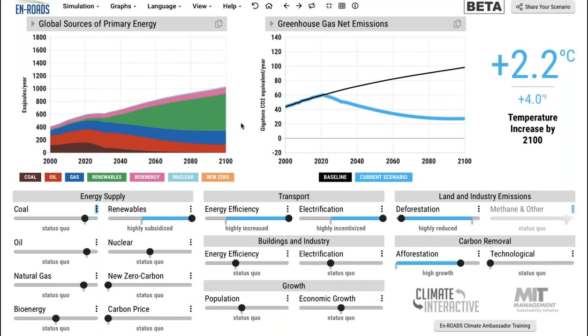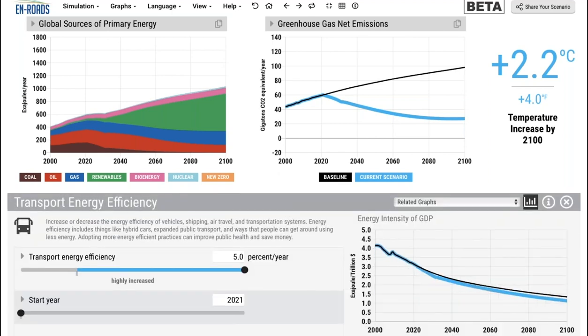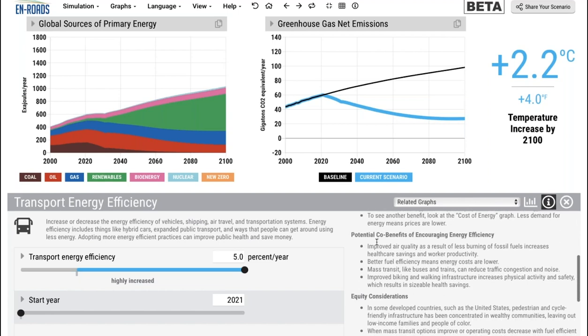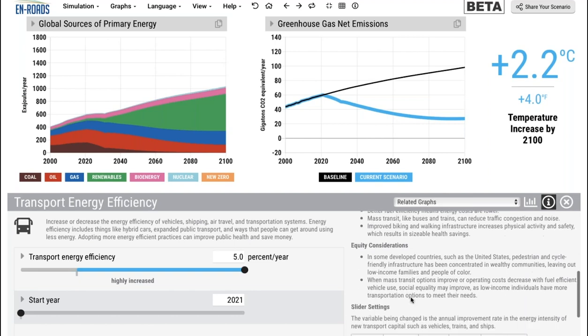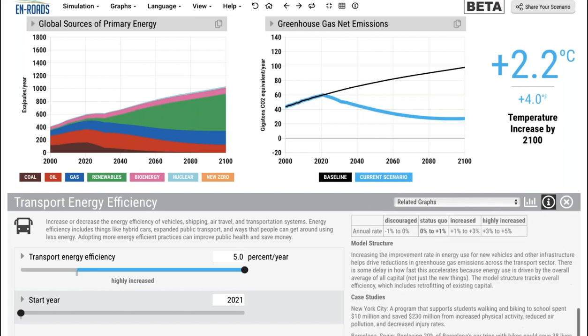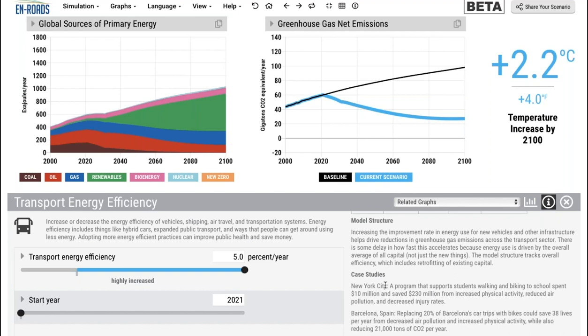So thanks there for some of those considerations around the equity points of land use change. And remember that the different kinds of equity considerations show up in all of the different sliders. If you are ever curious what some of the equity considerations are for, say, energy efficiency transport, you can click on the three dots, go under the help button here, and scroll through. We have things like the potential co-benefits of encouraging energy efficiency and the equity considerations. You can also read about where the slider values come from and different dynamics, as well as examples of places where different example policies have been implemented.